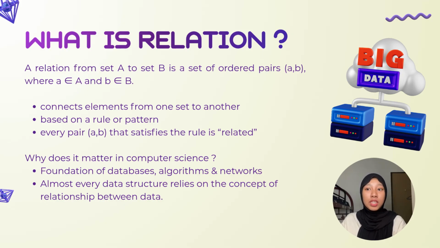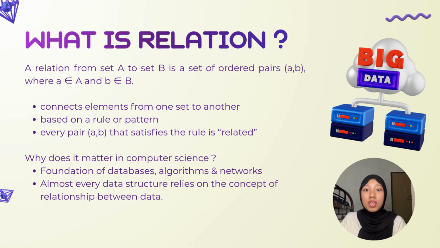In this video's presentation, I will be talking about relations, functions, and graphs and how they are applied in computer science. First, let's start with the basics. What is a relation? A relation from set A to set B is simply a set of ordered pairs (a, b), where a is an element of set A and b is an element of set B. In simpler terms, a relation connects elements from one set to elements in another set based on some rule or pattern. Every pair that satisfies this rule is considered related.